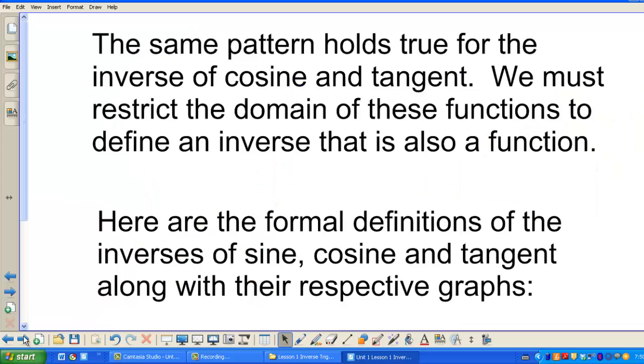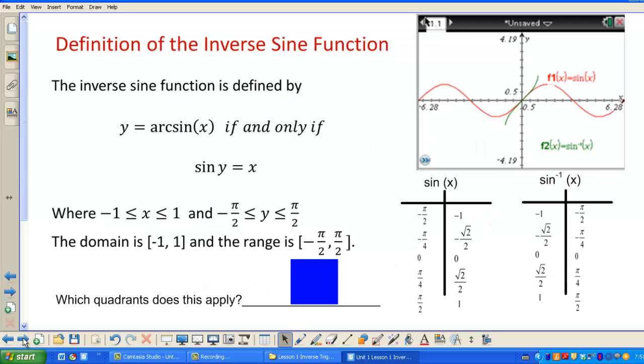So it follows, the same pattern holds true for inverse cosine and tangent. Cosine and tangent are functions. However, they are not one-to-one. They fail the horizontal line test. So we restrict the domain so that the inverse is a function. So here are some formal definitions.